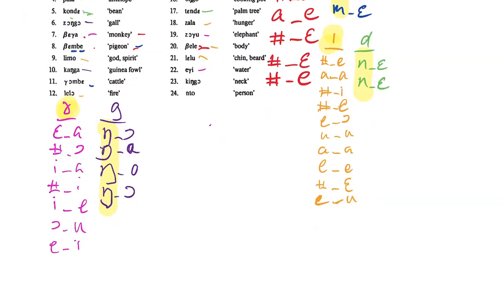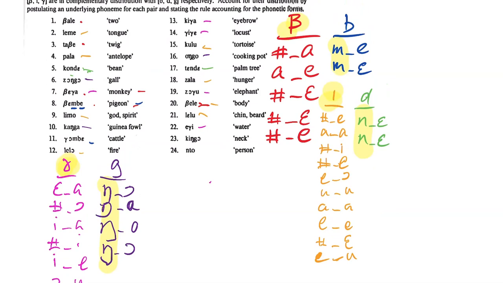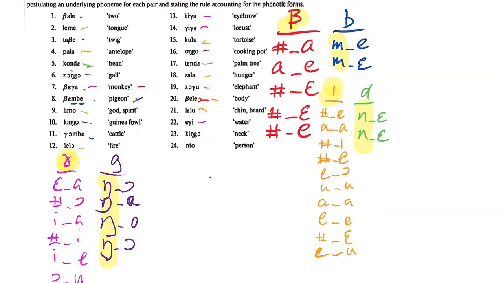What I mean by that is that this is a B and it's following an M. So it's homorganic. It's the same place of articulation. Same thing with D and N, G and N. So, okay, this gives us a theory, right? It gives us an idea. We can say, okay, all of the stops come after nasals.